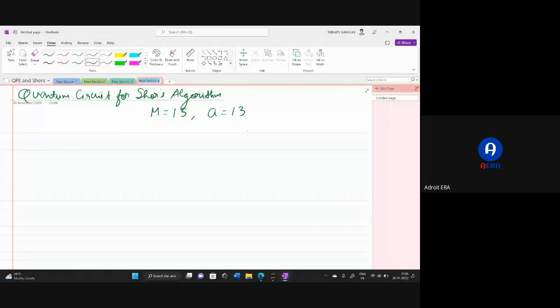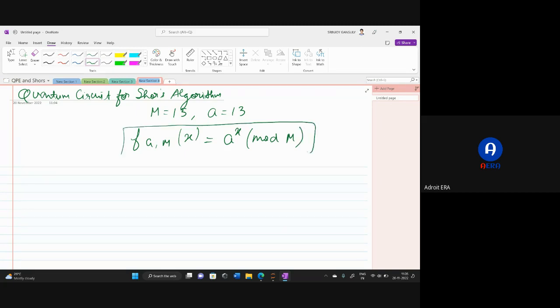Now let us start drawing the circuit. So we will have two registers, first register and second register. Let's say we initialize them, and remember the formula also, f a comma m. Remember, a to the x mod m. This is the function which is implemented by Shor's algorithm.